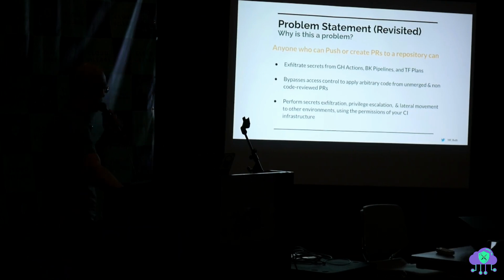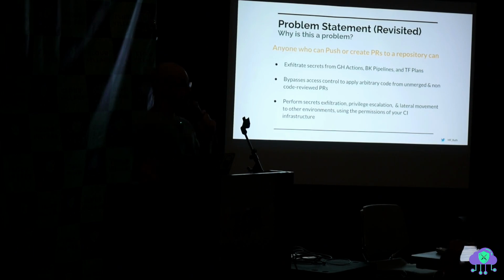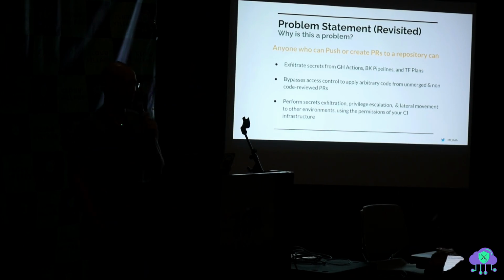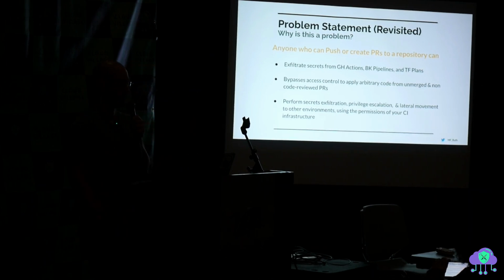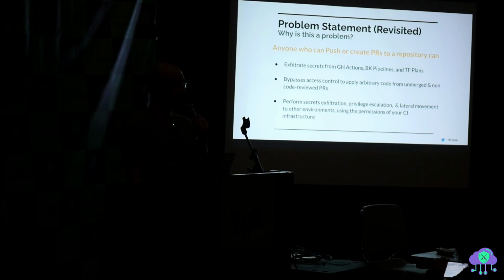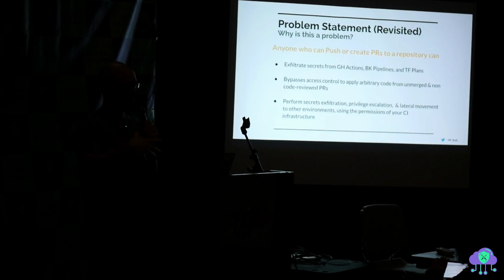So going back to our problem statement, anyone who can push or create PRs to a repository, chances are you need write-based access in some way. They can exfiltrate secrets from GitHub Actions, Buildkite pipelines, and from Terraform plans by bypassing access control to apply arbitrary code from unmerged and non-code reviewed PRs, and in doing so perform secrets exfiltration. They can do privesc, and they can have lateral movement into other environments based off of the permissions of your CI-based infrastructure and your CD infrastructure.